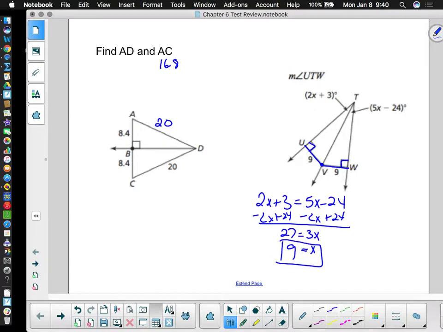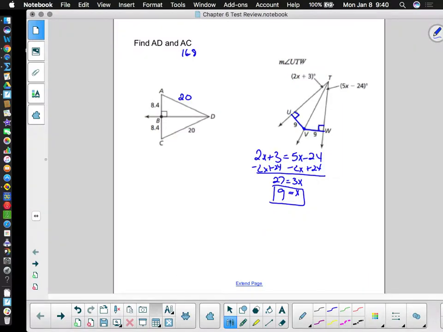Are we done? No. And this is where I've been seeing a lot of people mess up lately. I've seen this a lot on quizzes. People find the value of x and they move on, which is fine if the question says find the value of x. But if it says find the measure of angle UTW, in order to do that, I'm going to have to find UTV and WTV and add them together. So that's 2 times 9 plus 3, which is 18 plus 3, or 21. And 5 times 9 minus 24, which is 45 minus 24, which is 21. Now, that's a check to make sure I've got x right, isn't it? Because both angles wind up being the same, which is appropriate.